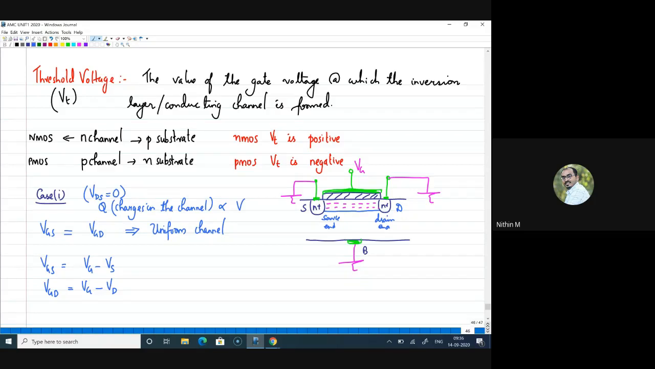Okay, now what can I expect if I apply a positive voltage between drain and source? Can I get some responses? The gate voltage is given, so I'm not altering the gate voltage. That means a specific gate voltage is applied, and that has given me a conducting channel. Now at this time, if I'm applying a VDS, what can I expect? Any answers?